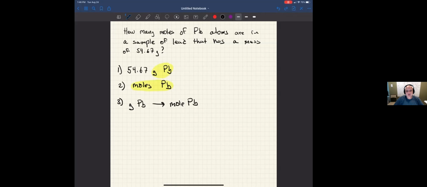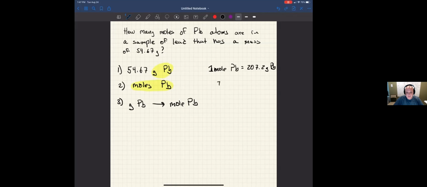Now, the challenge becomes, is there a direct relationship between grams of lead and moles of lead? Or if not, then I have to develop a series of conversions that allows me to accomplish the basic goal. In this case, it's a pretty straightforward problem, so there is a direct conversion between grams of lead and moles of lead. I get that from the periodic table of elements. The periodic table lets me establish this equality, that for every 1 mole of lead, there are 207.2 grams of lead.